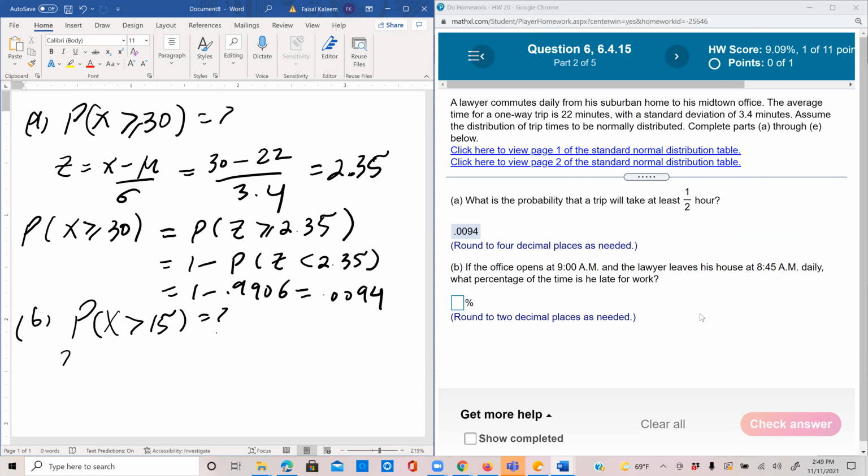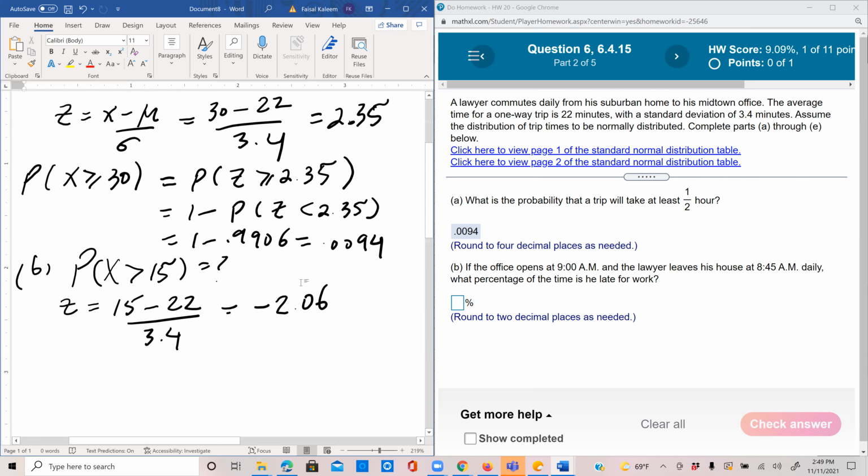So now we change 15 into a z-score. z is equal to 15 minus the mean of 22 over 3.4, so negative 7 over 3.4, which is negative 2.06. That means the probability z is greater than negative 2.06 is what we need, and that's the same as the probability z is less than 2.06.